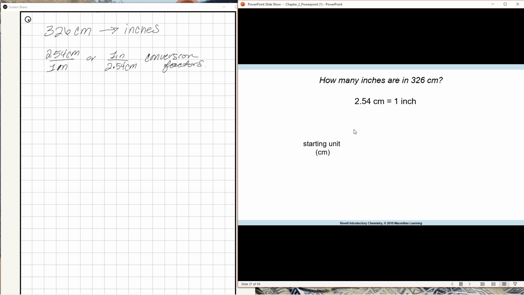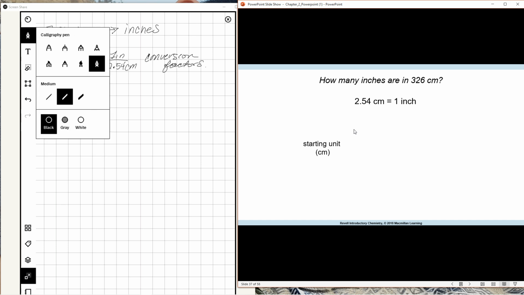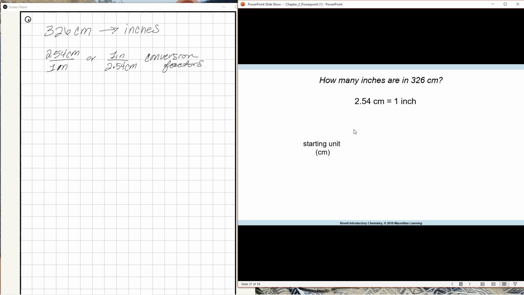Now that we have those down, let's go ahead and write out our problem. I like this pen or stylus that it has. It makes my writing look really, really nice. I can't write that nice.